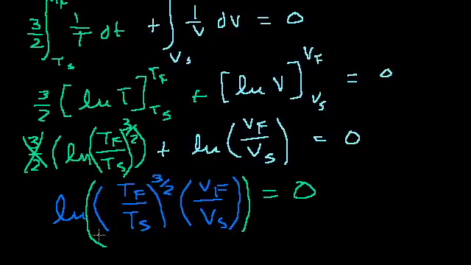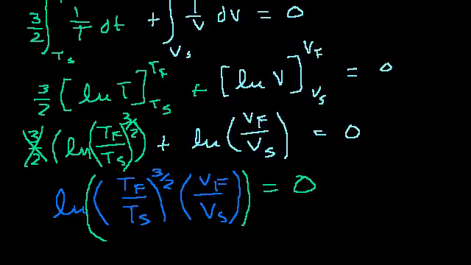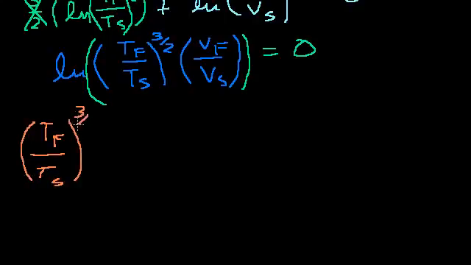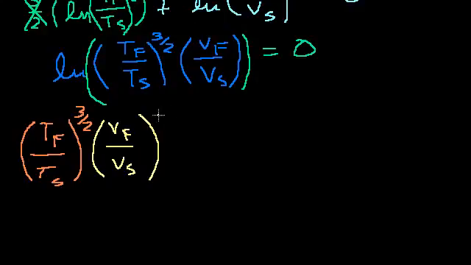Now what can we say? Well, we're saying that e to the 0 power, the natural log is log base e, e to the 0 power is equal to this thing. So this thing must be 1. E to the 0 power is 1. So we can say, and we're almost there, that Tf, our final temperature over our starting temperature, to the 3/2 power times our final volume over our starting volume is equal to 1.